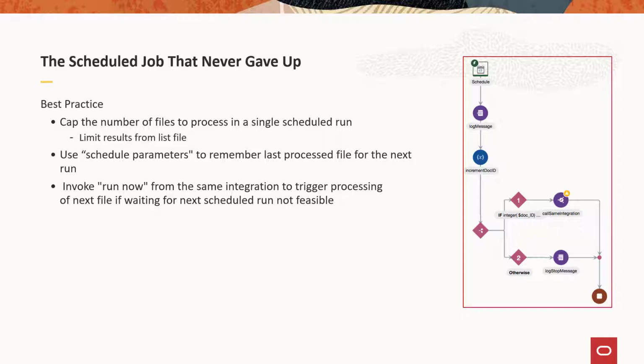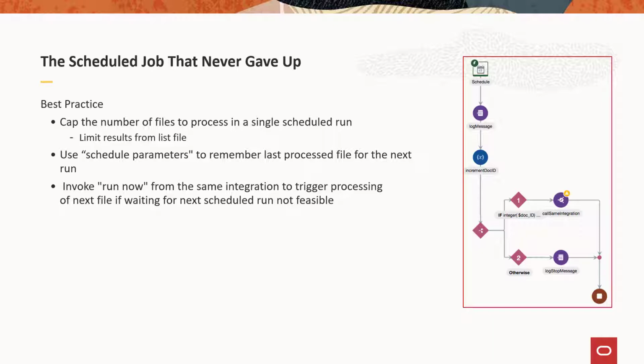So first of all, we can limit the number of files that we want to run in a scheduled run. So we can run the schedule more frequently, perhaps, and use the schedule parameters to remember the last processed file, so that we can then resume processing next time we run. We can invoke a run now from the same integration to trigger the processing of the next file if waiting for the next schedule run is not feasible.